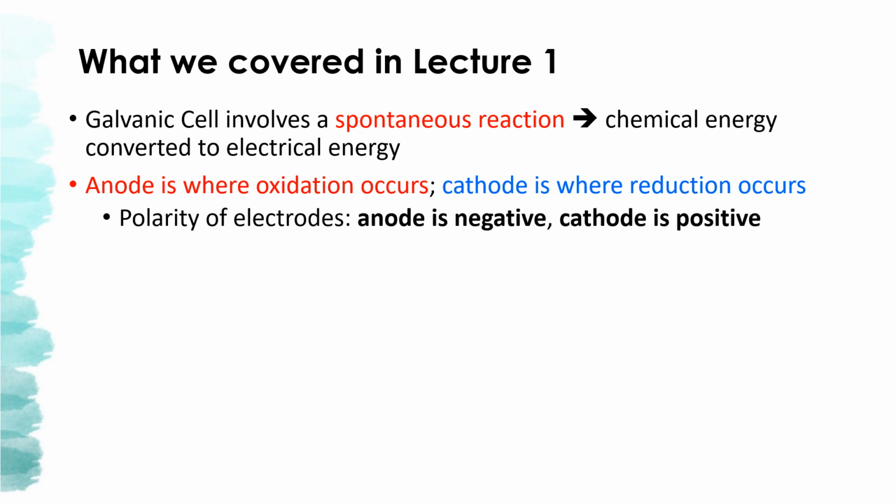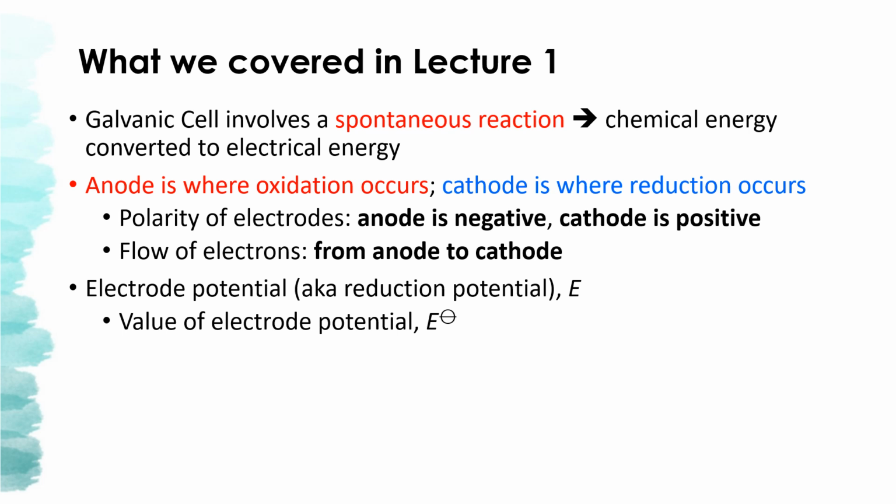For this, we learned that anode is where oxidation occurs and cathode is where reduction occurs. You also need to know the polarity of the electrodes. In a galvanic cell, the anode is negatively charged while the cathode is positively charged, and the electrons will flow from the anode to the cathode.